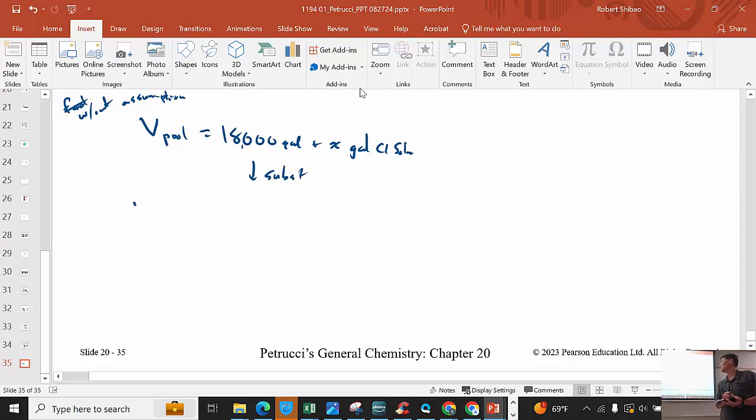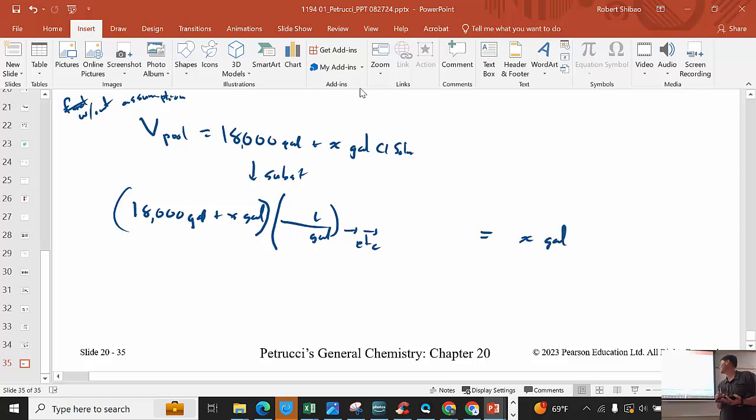We're going to start off with a new volume. The new volume is going to be 18,000 gallons plus X gallons, or 18,000 plus X. And then we get rid of the gallons. We go from gallons to liters, and then liters to milliliters. And this whole thing is going to equal X gallons of chlorinating solution. So what I did is I just substituted this in and got it in terms of one variable. The variable is X, and then solve this equation for X.